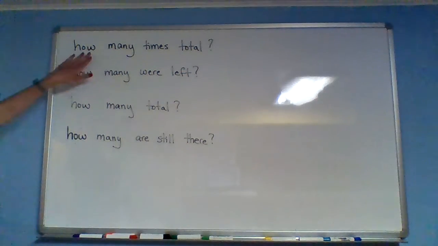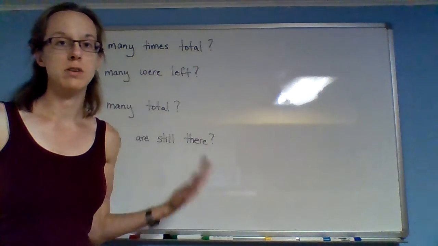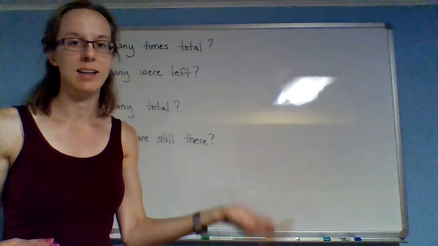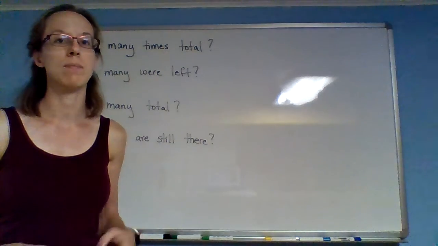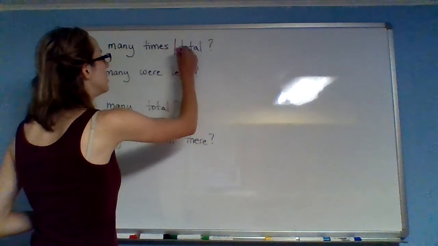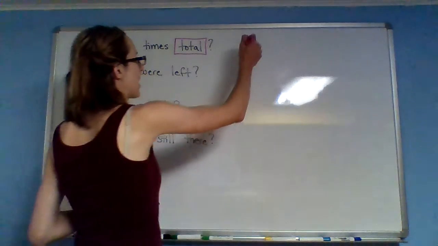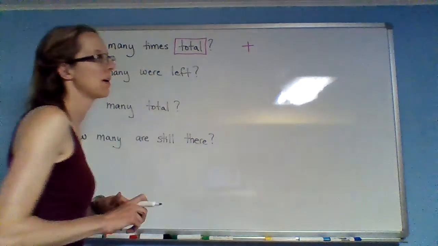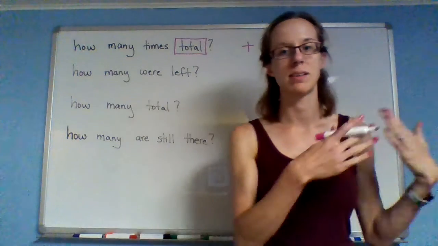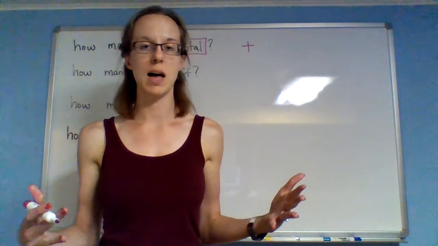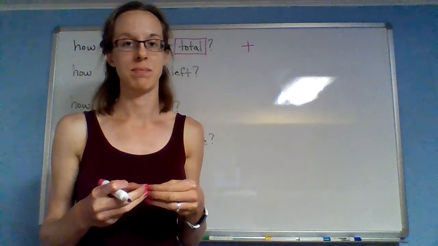So for example, if it said something like how many times total? So maybe Joe jumped in the pool 4 times, and then later he jumped in 3 more times. How many times total did Joe jump in the pool? Total is normally suggesting to us that we should add things together. So if I want to take how many happened before, and then some more happened, and then some more happened, and I'm totaling those up, it's normally suggesting that I'm adding those pieces together.